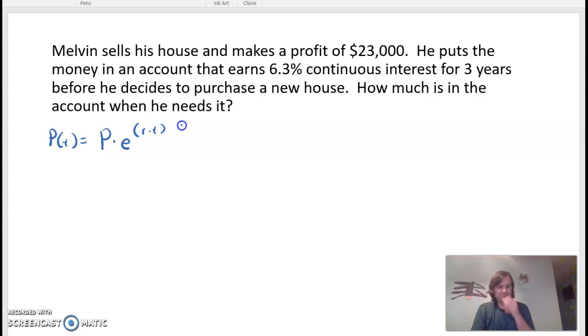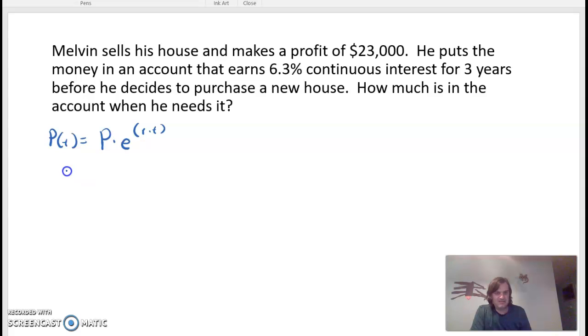So let's read the problem. Melvin sells his house and makes a profit of $23,000. He puts the money in an account that earns 6.3% continuous interest for 3 years before he decides to purchase a new home. How much is in the new account when he needs it?